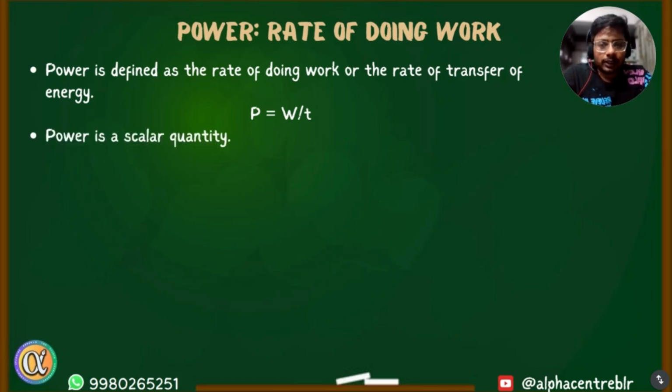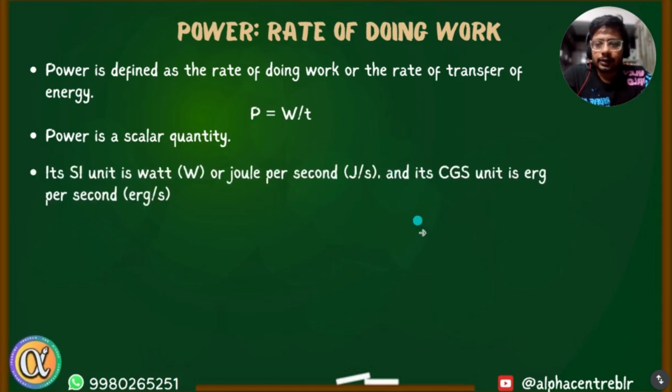Power is a scalar quantity, like work, it does not have a direction. The SI unit for power is watt, which is joules per second. Since it's the ratio of work and time, the work unit is joule and the SI unit of time is second. So the ratio is joules per second, which is also called watt.